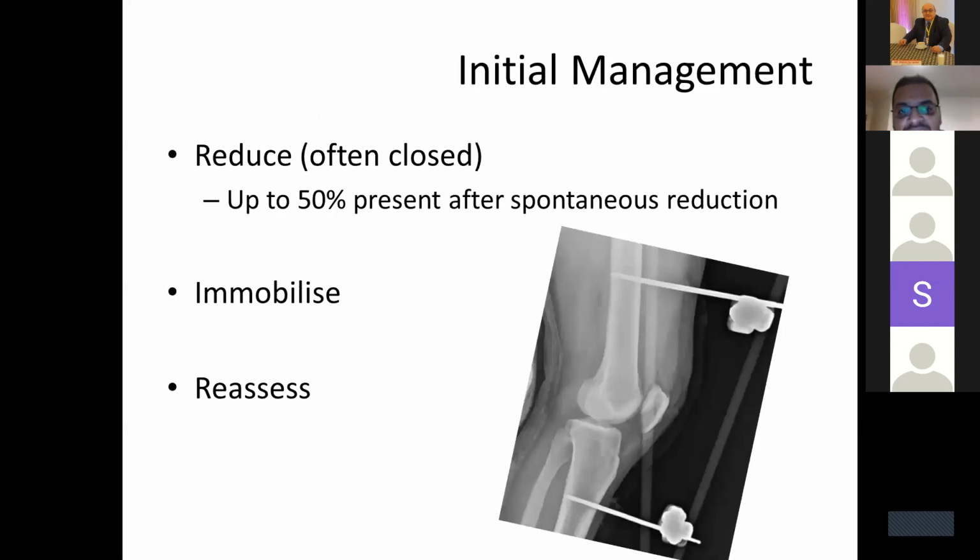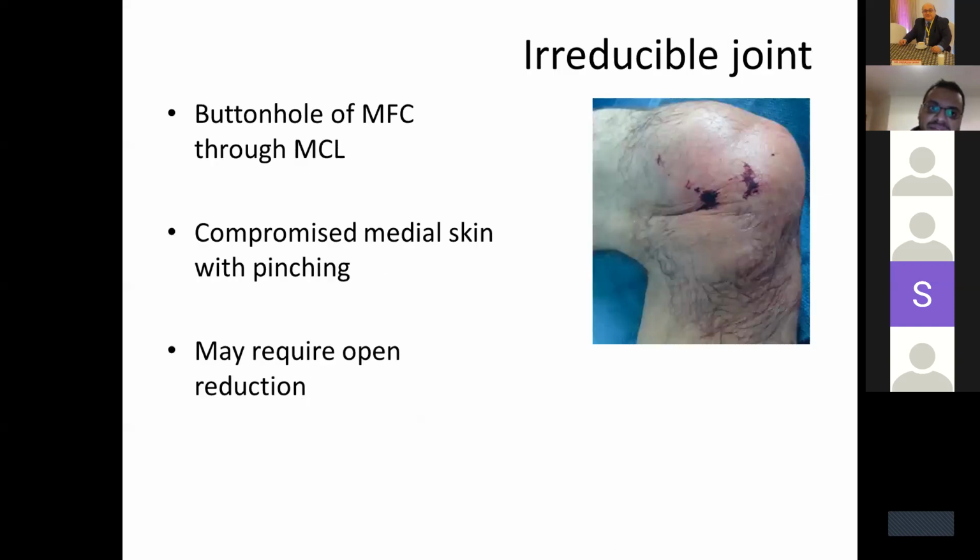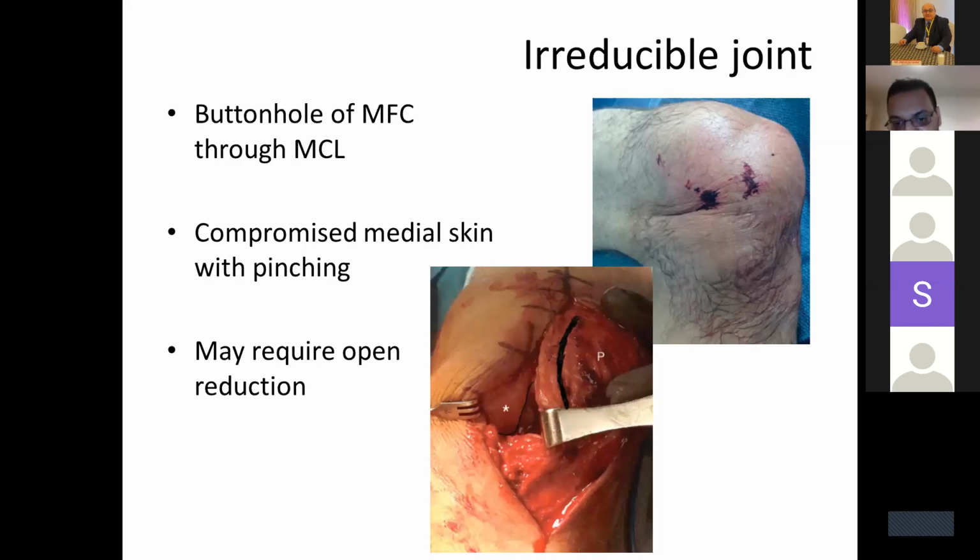So initial management: always closed reduction, immobilize and reassess. We tend to use external fixation as the initial part of the management during the ATLS, after the ATLS has been undertaken, before we can plan definitive management. Irreducible joints, such as the buttonhole of the medial femoral condyle, as we talked about before, may not necessarily be amenable to closed reduction, and often you have to do an arthrotomy to see if we can reduce the joint back out of the MCL, as one can see in this picture here.